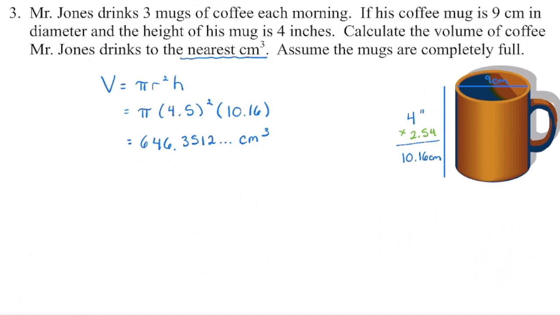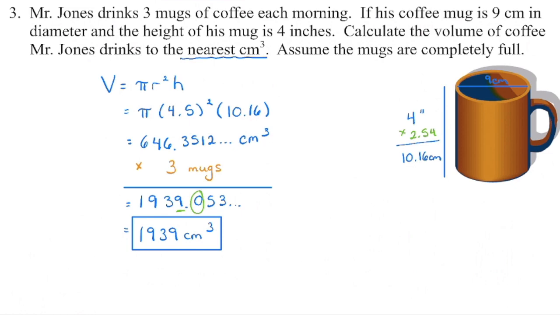Now, Mr. Jones drinks 3 mugs of coffee. So we're going to multiply that by 3, and we end up with this many cubic centimeters, but the question wants us to round to the nearest cubic centimeter. So again, with rounding, we're going to go to the nearest centimeter, take a look at the number that comes after. Because it's a 0, this number stays as a 9. It does not round up. So we're going to end up with that many cubic centimeters.